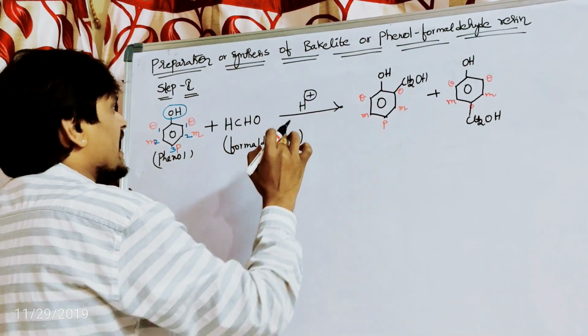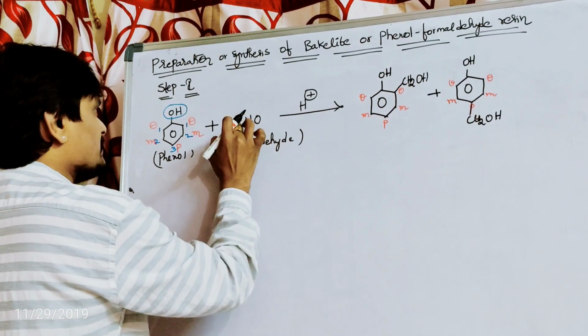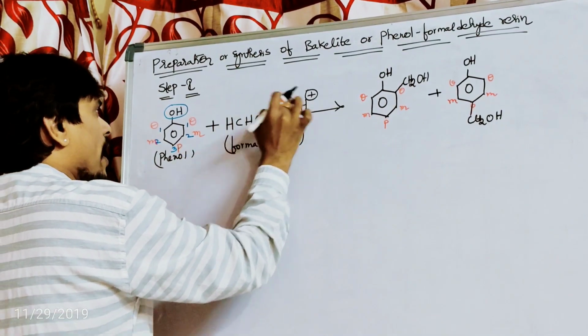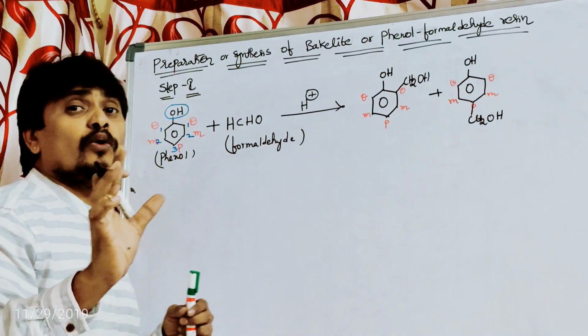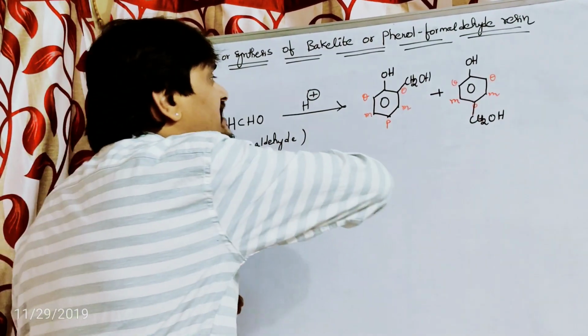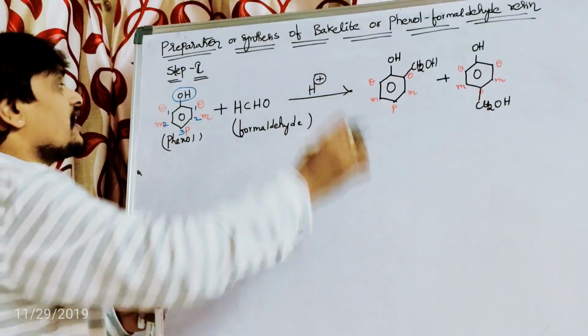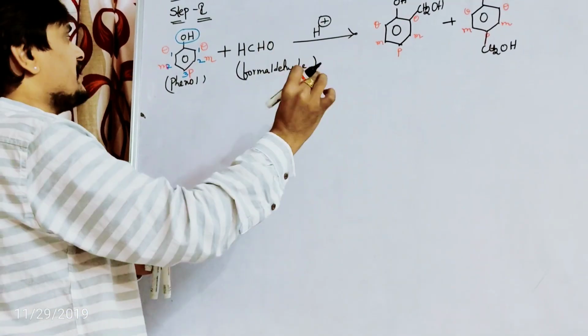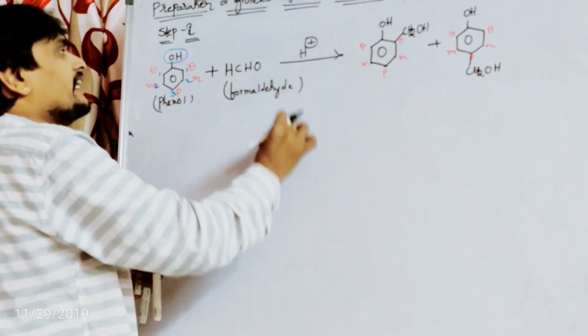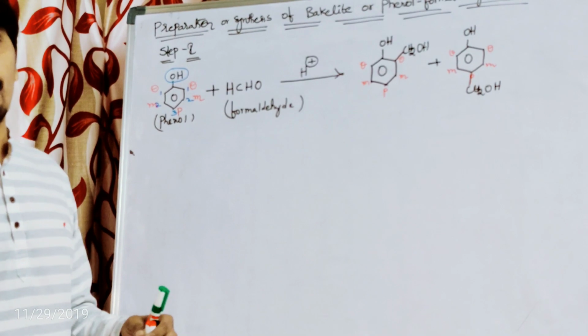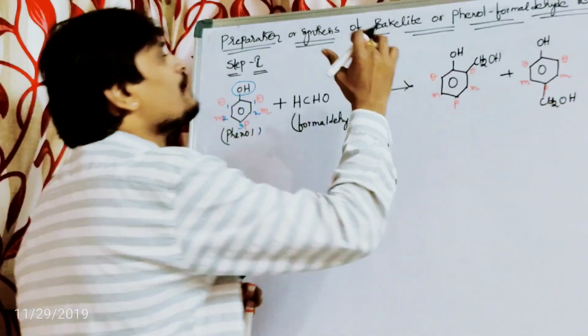CH2OH at the ortho position, the same CH2OH at the para position. There is no need to mug up or memorize the structures of the products which are obtained by chemically reacting the phenol with the formaldehyde in the presence of an acid. Now, what is the name of this?